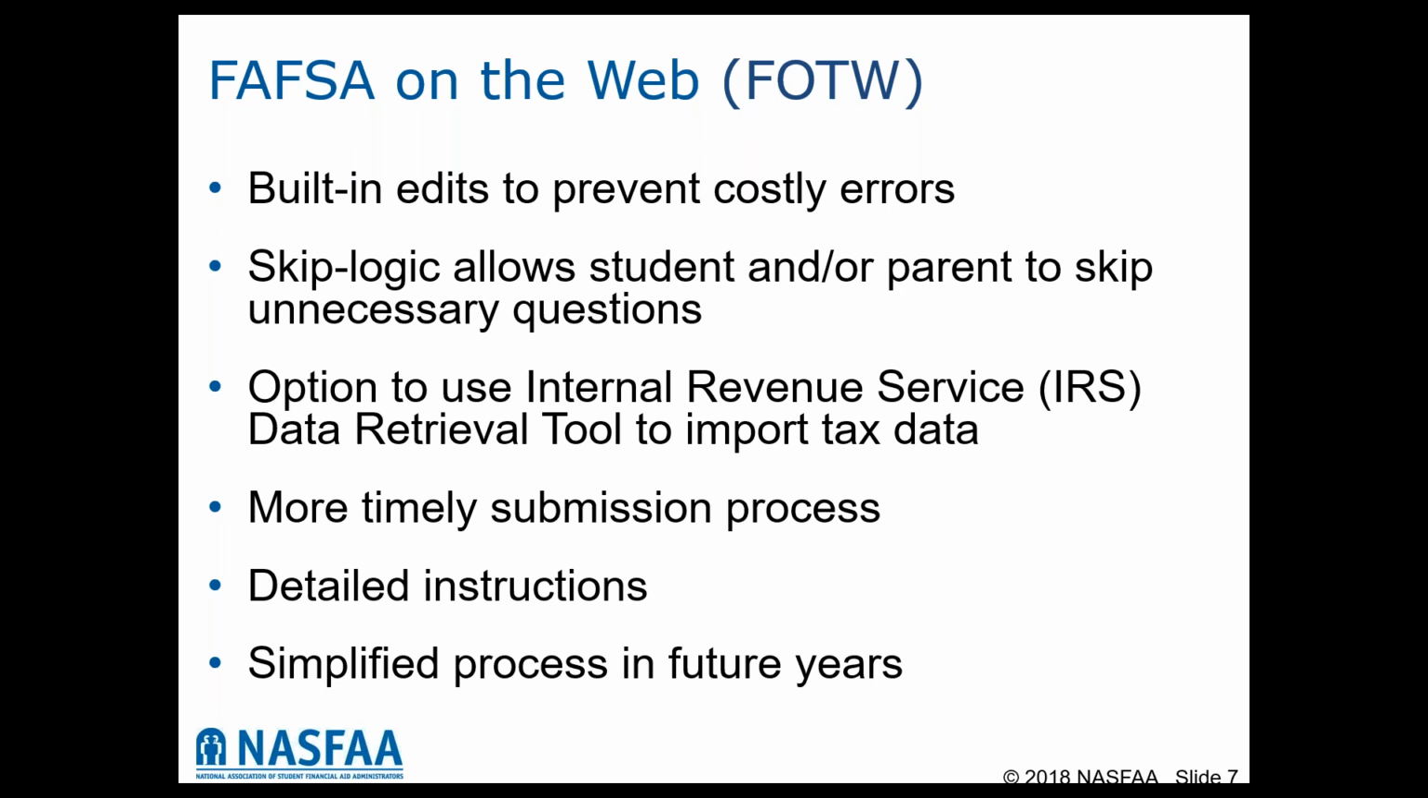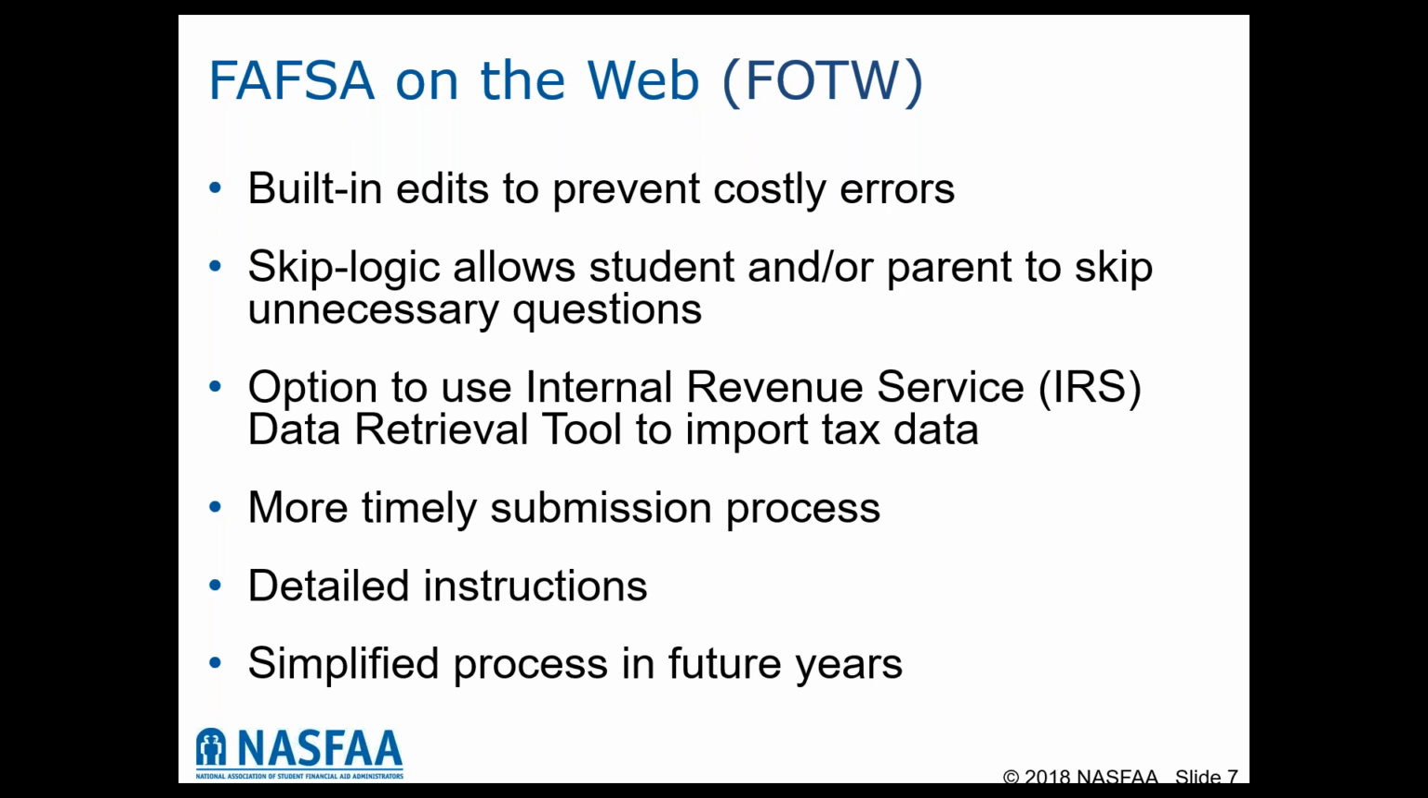Also on FAFSA on the web, families have the option to use what is called the IRS data retrieval tool, which allows you to go over to the IRS within the FAFSA and bring back your 2019 taxable income and put it back into the FAFSA for you. This will save you data entry time as well as the opportunity to make mistakes during that data entry. Also, FAFSA on the web has a more timely submission process. So if a family goes out to the FAFSA on the web and submits their information, it takes about 48 to 72 hours to be processed and for all of the colleges to receive the processed FAFSA.